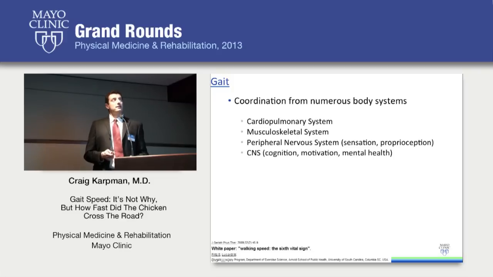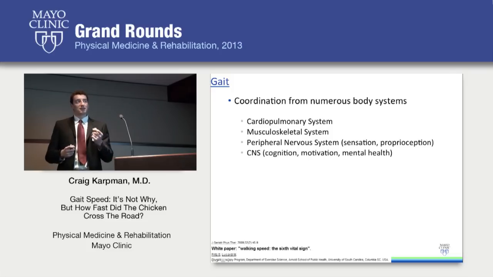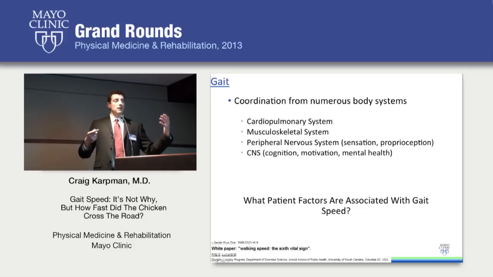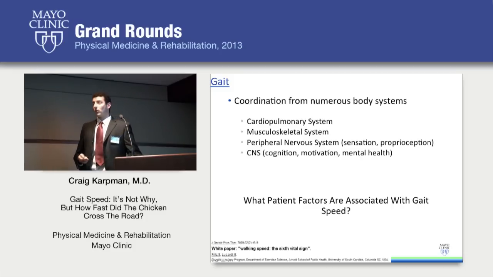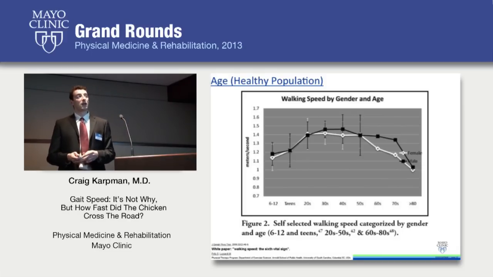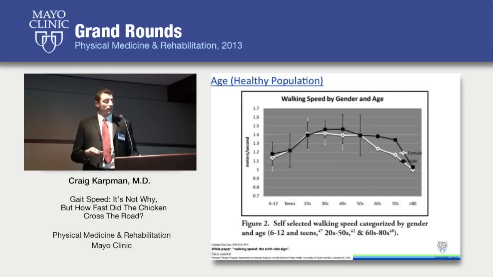Now, we do know that gait speed or walking speed is affected by several systems. Heart, lung systems are involved, joints, muscle strength, your sensation, proprioception, cognition, they all affect how we walk. And so one of the questions posed was, what are all the patient factors that are associated with walking speed? This is a nice figure showing that age is a big factor. As we get older, from our teens into our 30s, our average walking speed goes up, and then once we hit 50s and 60s, it starts to slow down. It really drops off as we get older.